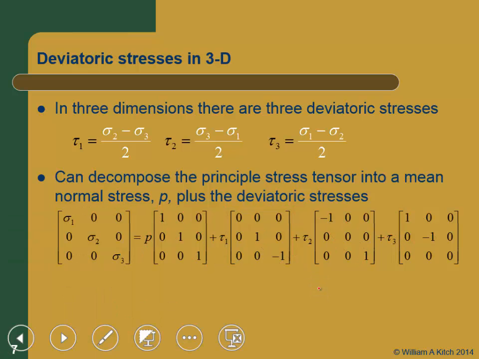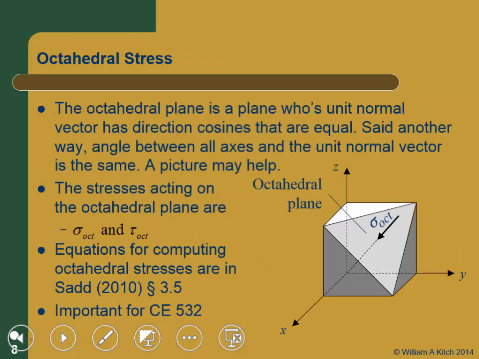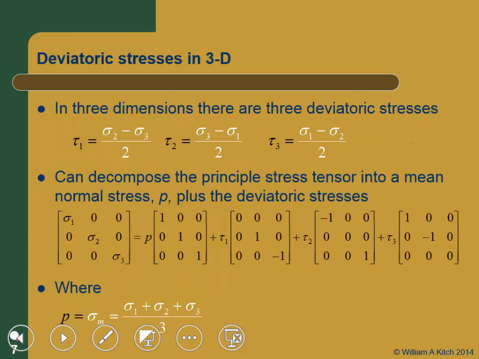And what else is on this slide? Okay, so the mean stress is just sigma 1 plus sigma 2 plus sigma 3 divided by 3, and that's equal to P in this one.